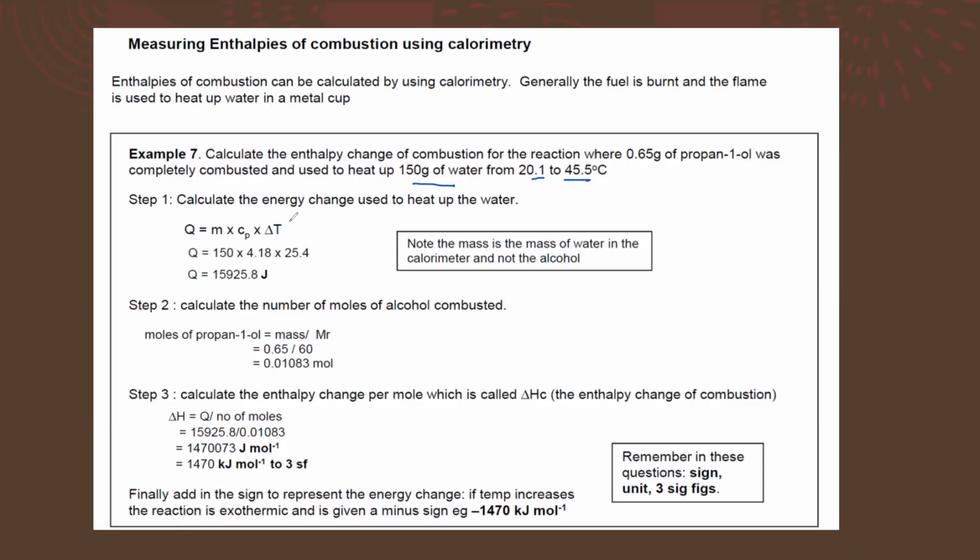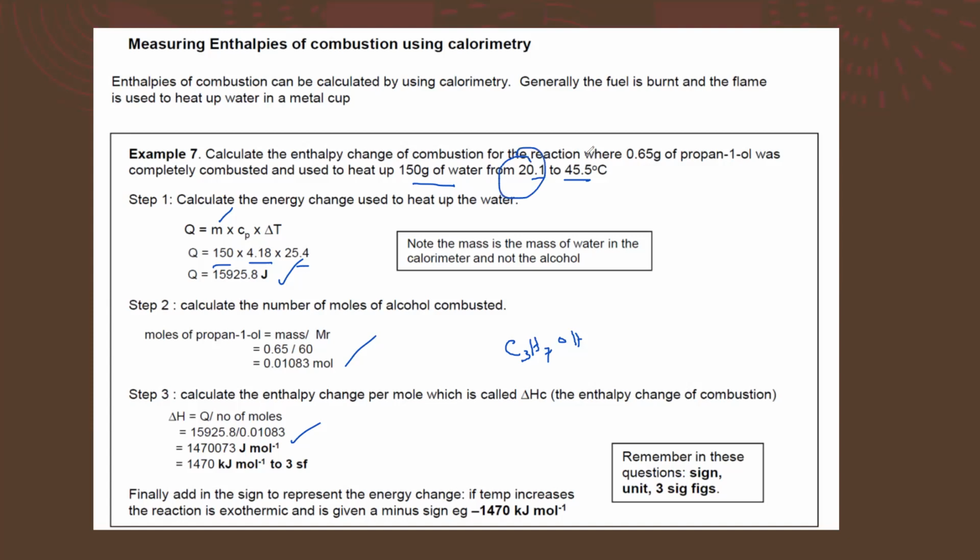So we have the formula E = cmΔT. m is the mass of water, that is 150. The specific heat capacity of water is 4.18. The temperature change, the difference, is 25.4. So we get the energy. And then the moles of propan-1-ol: moles equal mass in grams divided by molar mass. The mass in grams is 0.65 and the molar mass of propan-1-ol is 60. From the formula you can write C3H7OH. So we'll get the moles, and energy divided by moles will give the enthalpy change.